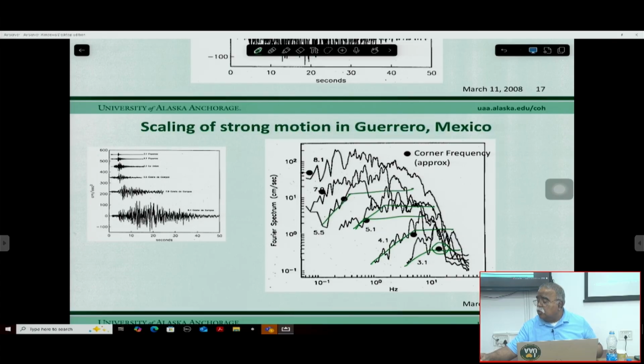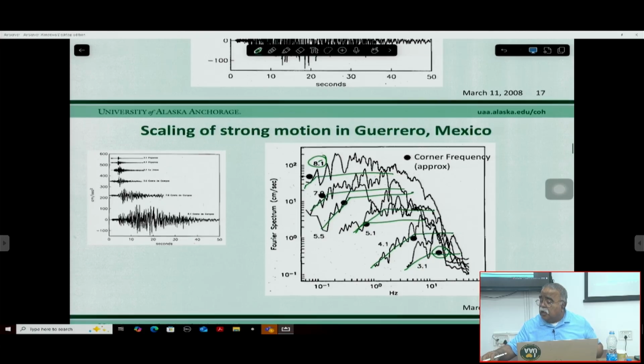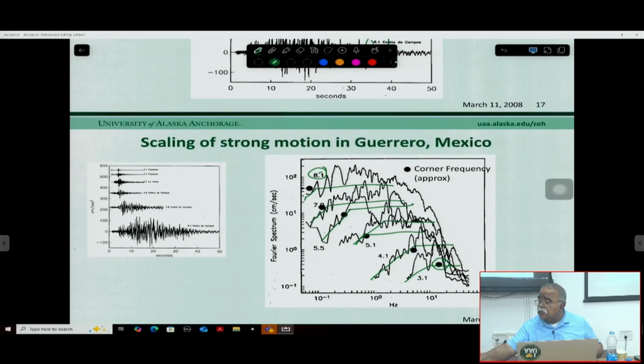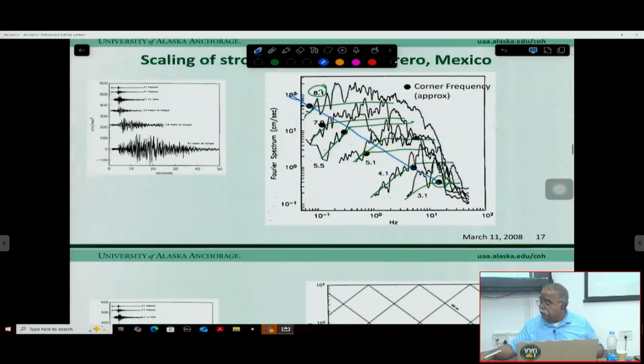So as it goes to the corner frequency, as the magnitude increases, the corner frequency shifts towards the lower frequency side, and the amplitude of the signal is now much higher, right?